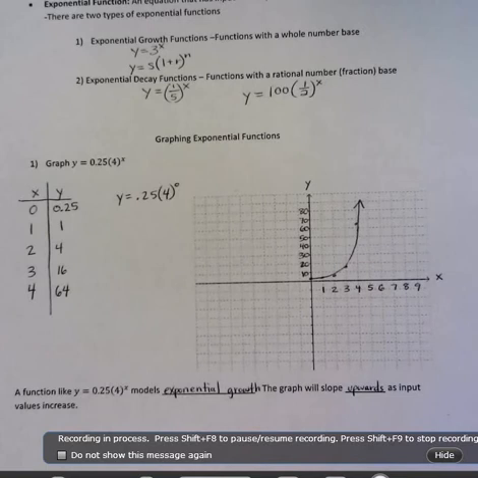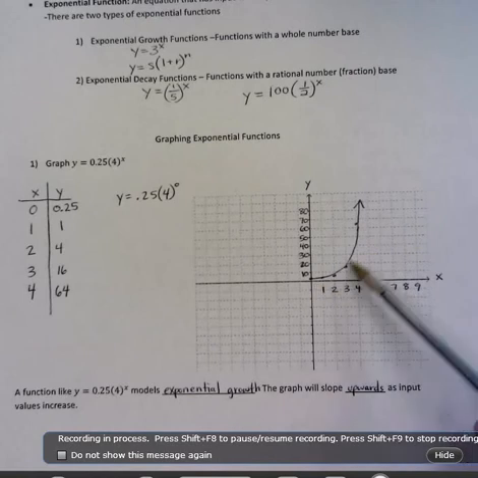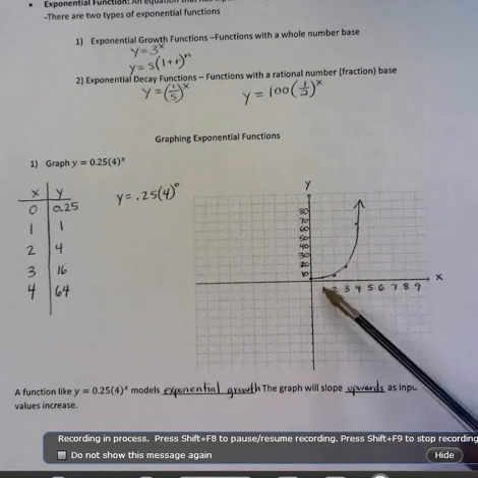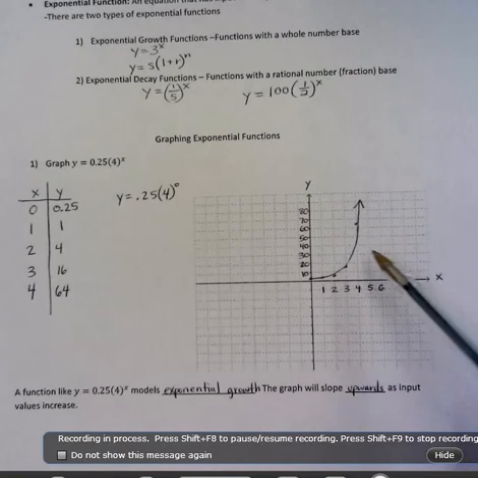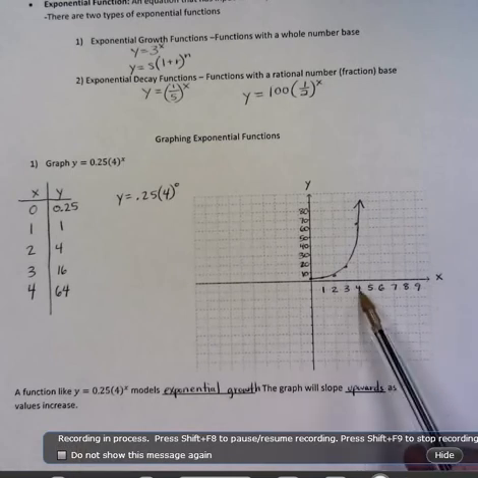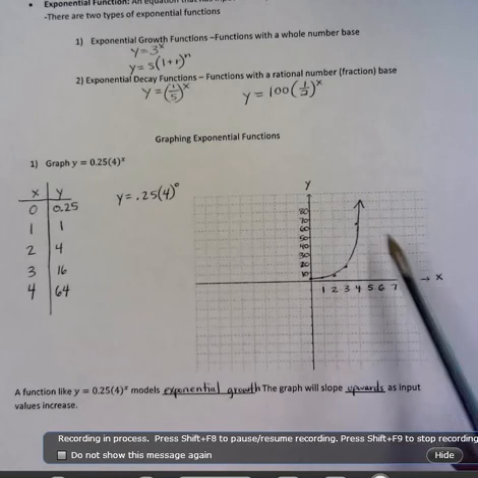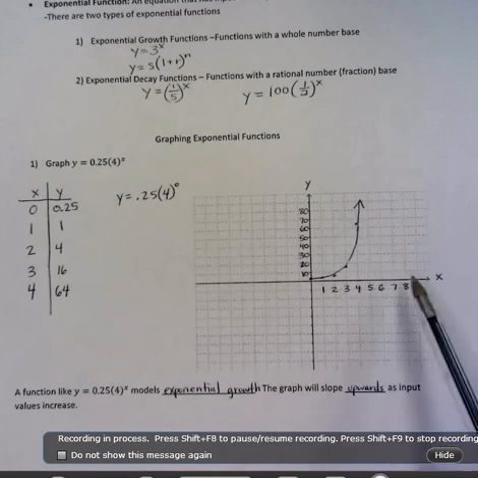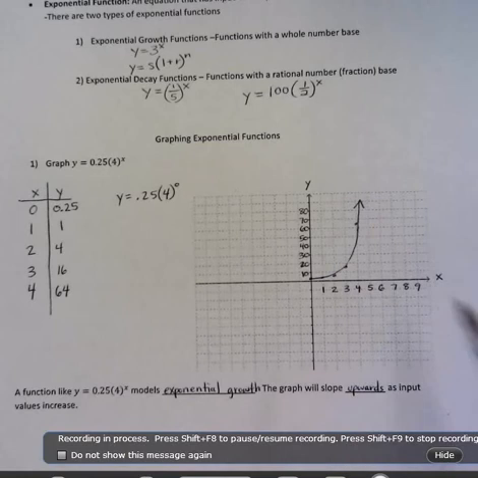A function, like we've just graphed here, models exponential growth because we're growing as we move to the right. The slope is getting steeper and steeper. The graph will slope upwards as input values increase. So as our x values get larger, 1 to 2 to 3 to 4, our y values are going to get much, much, much larger, much, much, much quicker than if we were working with a linear function.